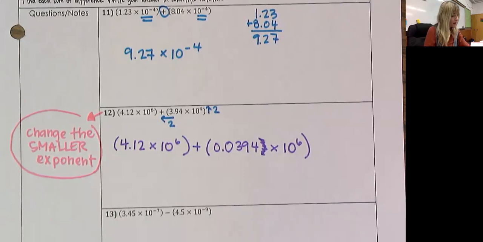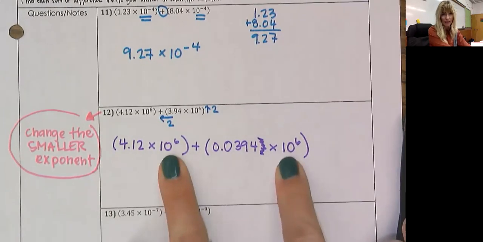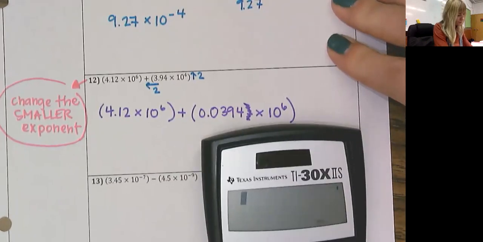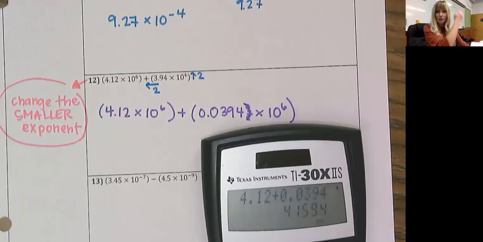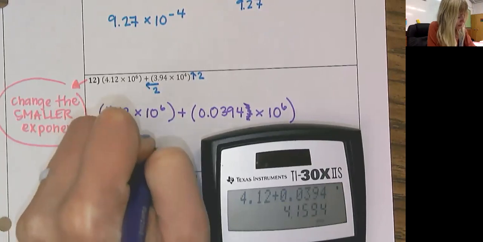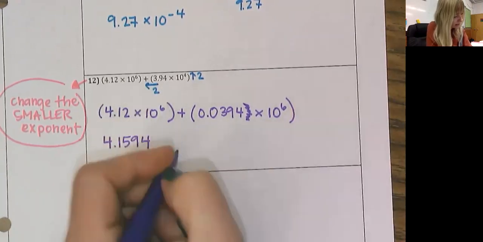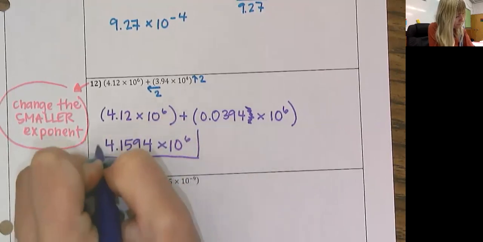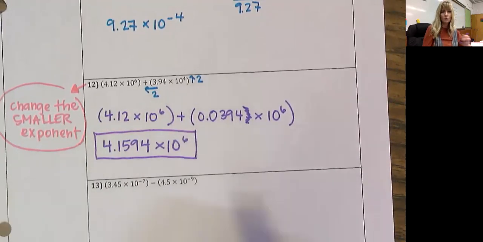Okay, so now that I got the powers the same, now I can type in my calculator 4.12 plus 0.0394. You can type that first 0 or not, but you just need to add the decimals now, 4.1594, and then you know the answer is still times 10 to the 6th. If the powers are not the same, you must make them the same.